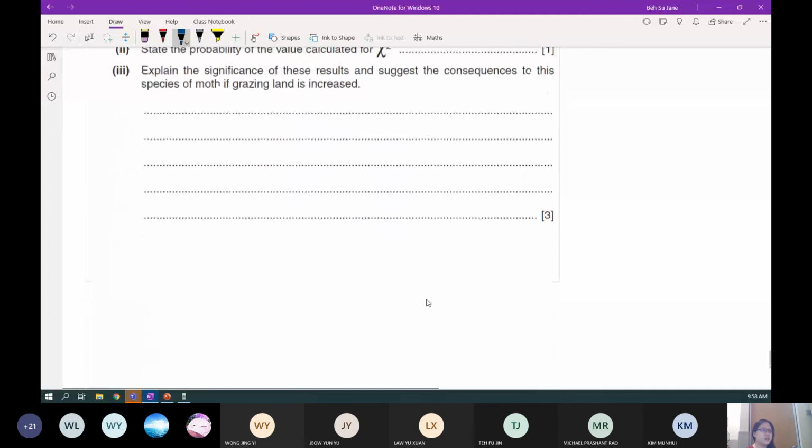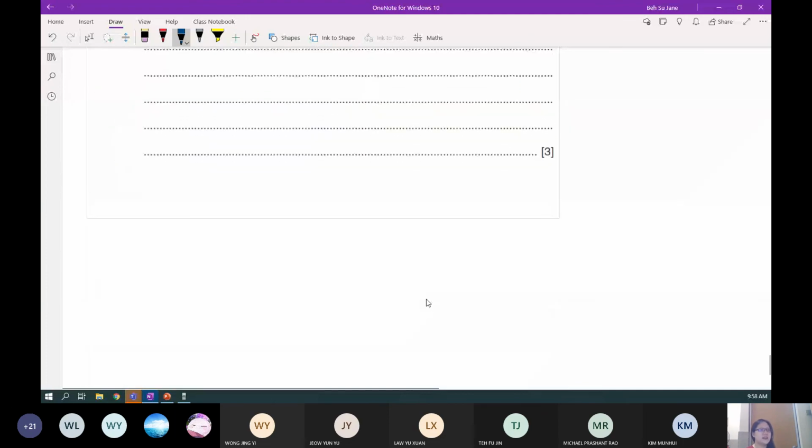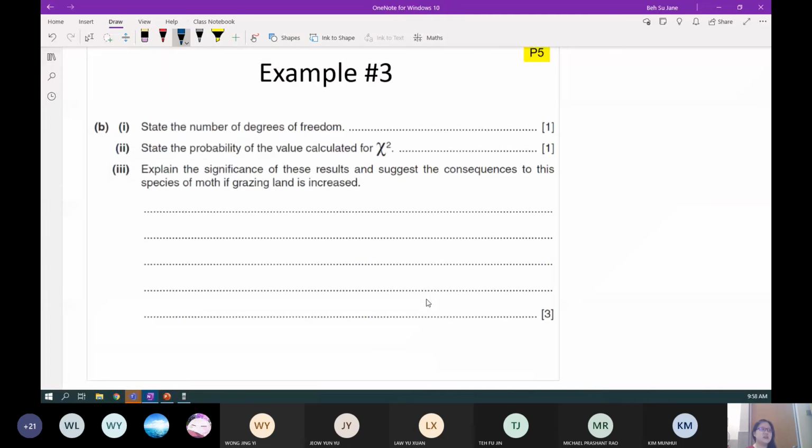So you can see here what the other questions are. Okay, this is the last slide for today. So number of degrees of freedom, this is 2, 3 minus 1. Probability of the value calculated by chi-square: less than p equals 0.01.